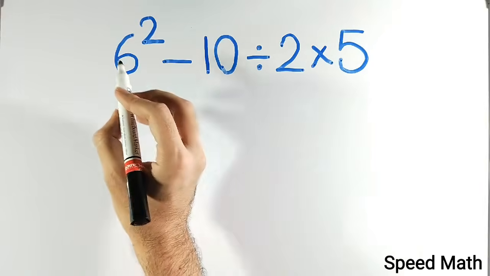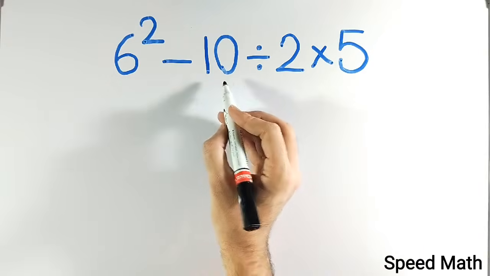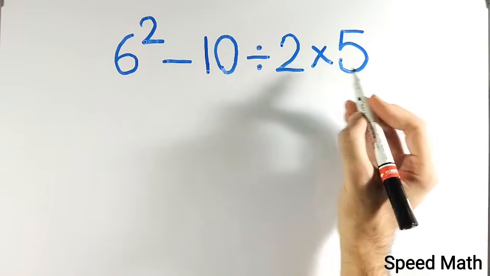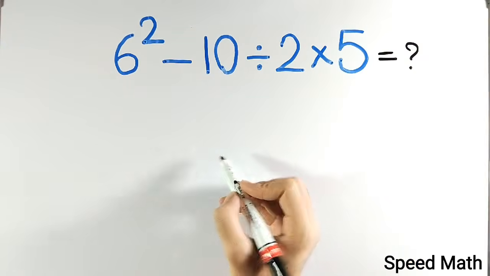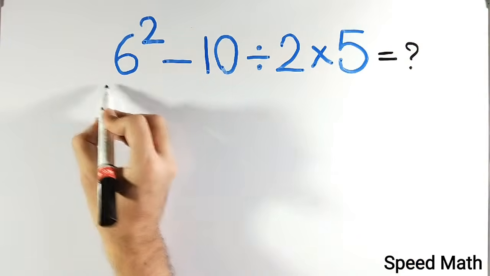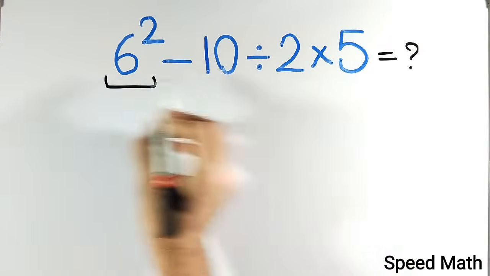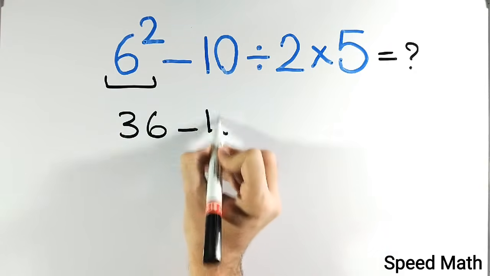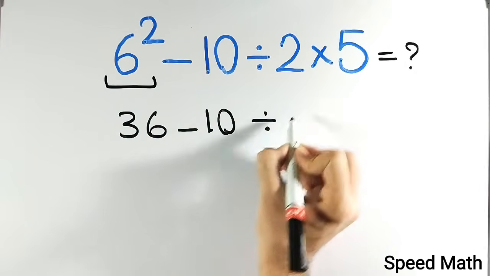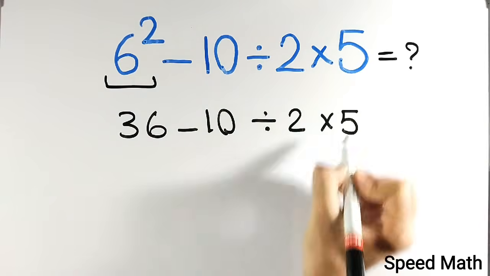If we have the expression 6 squared minus 10 divided by 2 multiplied by 5, then what is the correct answer of this question? Many people, when solving this question, first go for the exponent, and instead of this expression, they write 36 minus 10 divided by 2 multiplied by 5.